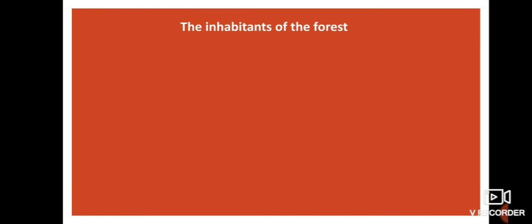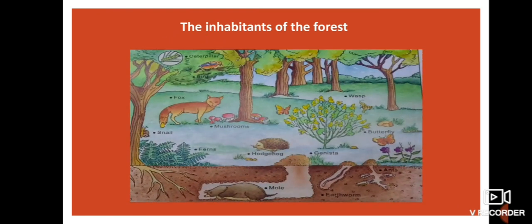What are the inhabitants of the forest? Which varieties of living things do we find in a forest? The inhabitants of the forest are animals and plants. The highest plants of the forest are the large trees. These dominate the forest plants.